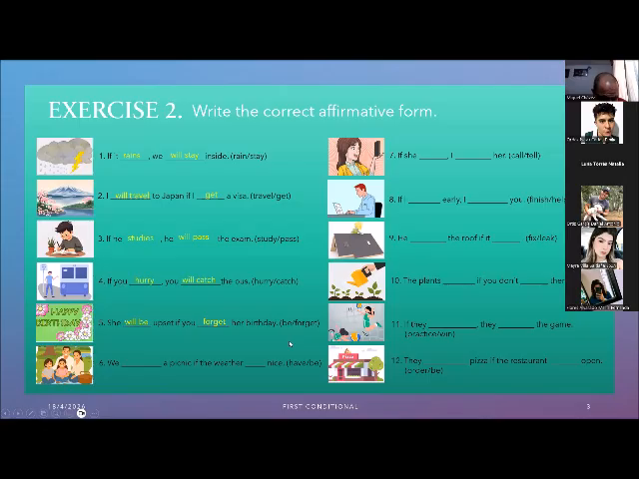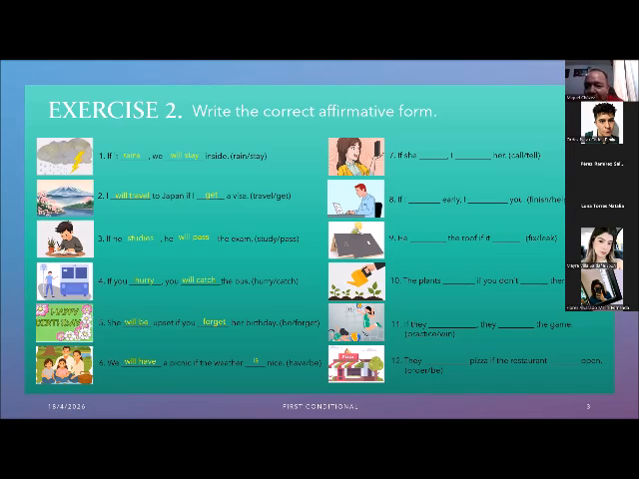Who can help us with number 6? Yo, profe. Please, Celsin. Sí. We will have a picnic if the weather is nice. Celsin, your micro doesn't work very well today. Okay, thank you, Celsin.